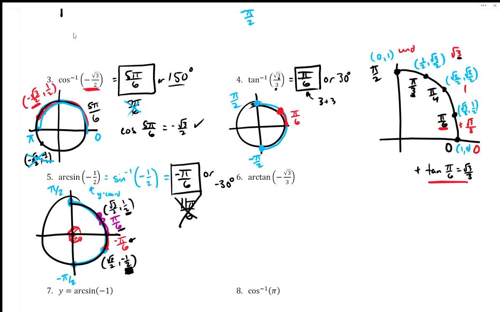It works the same way with arctan. Okay, so let's add that note right here. So if we have sine inverse of a negative or tangent inverse of a negative, our answer will be a negative angle.